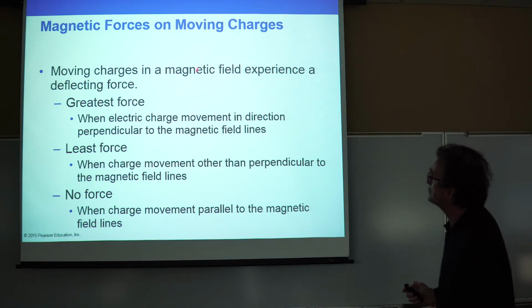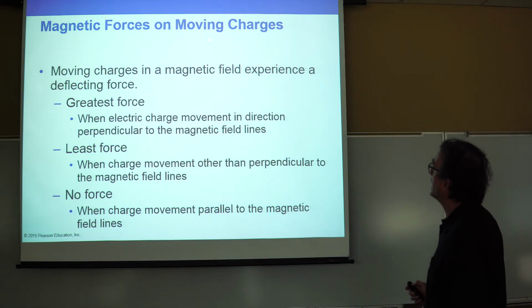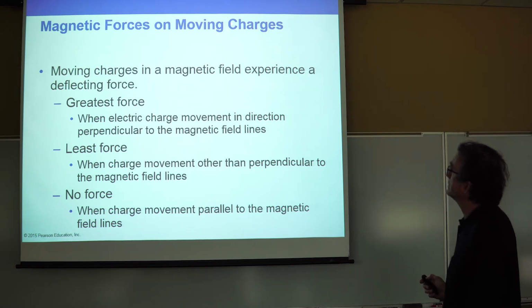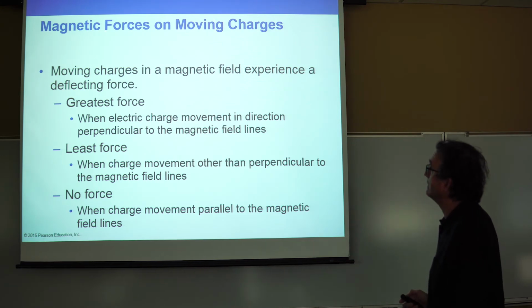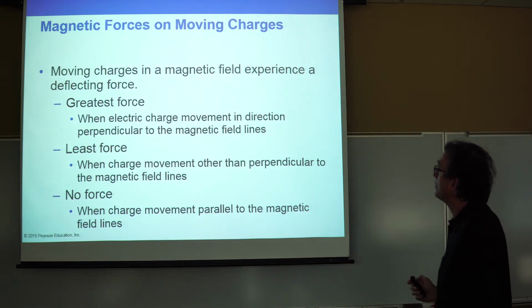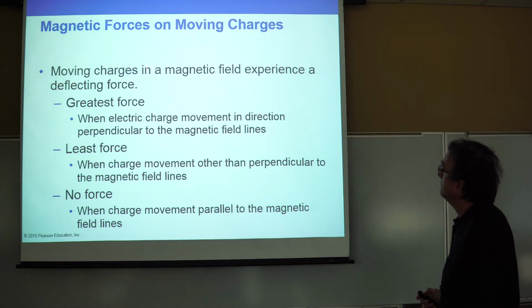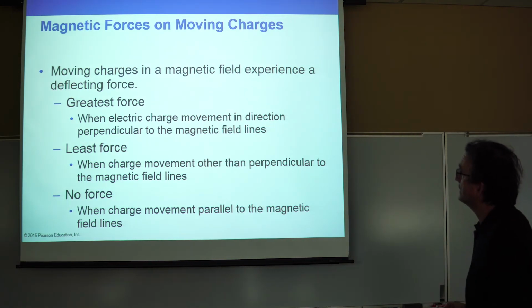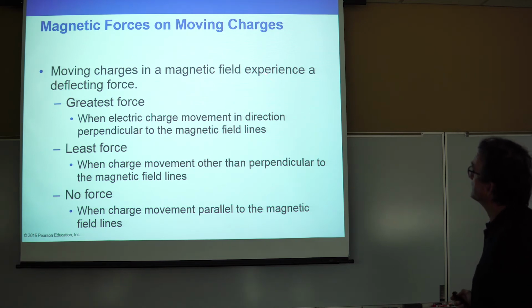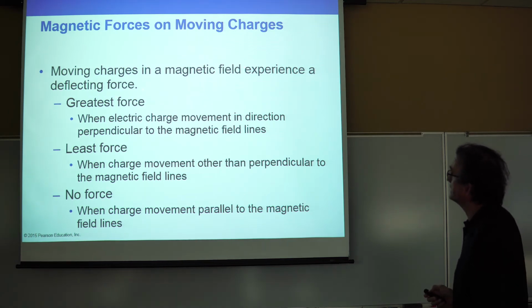Magnetic forces on moving charges. So we've talked about this already a little bit. The current through the wire is due to the movement of charges, and as a result, those moving charges will feel the effects of a magnetic field located outside the wire. And also, the magnetic force is perpendicular to the direction of the velocity of the charges as well as the magnetic field. So moving charges in a magnetic field will experience a deflecting force.